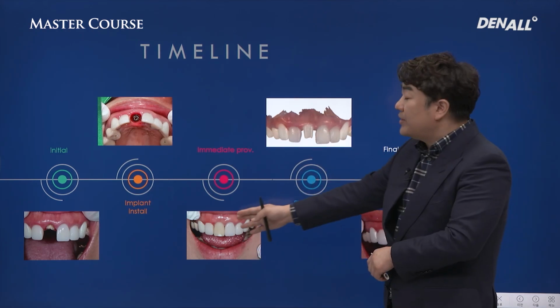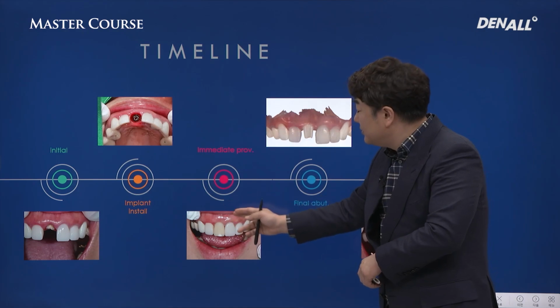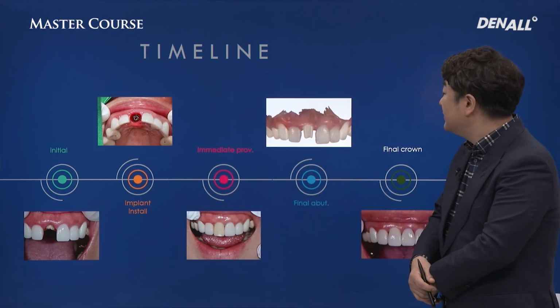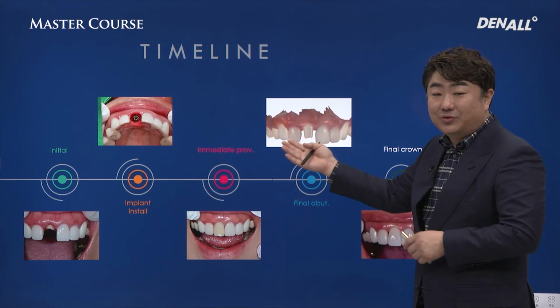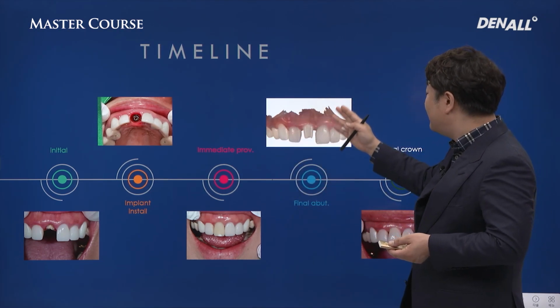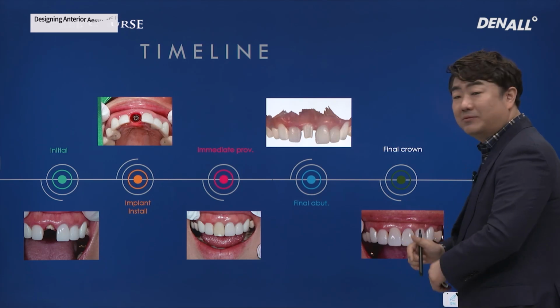During the healing period, the gingival profile was modified, and when it was satisfactory for both the patient and me, and when the ISQ value was improved, the final abutment and final crown were fabricated.